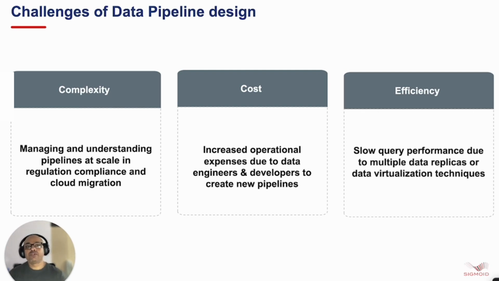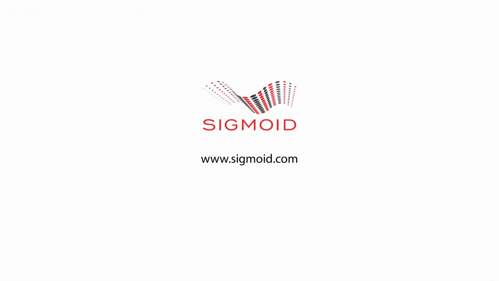Now let's move on to the third one, which is efficiency. Data pipelines may lead to slow query performance depending upon how data is replicated and transferred within an organization. When there are many simultaneous requests for a large amount of data, the pipeline can become slow, particularly in situations that involve multiple data replicas or use data virtualization techniques.